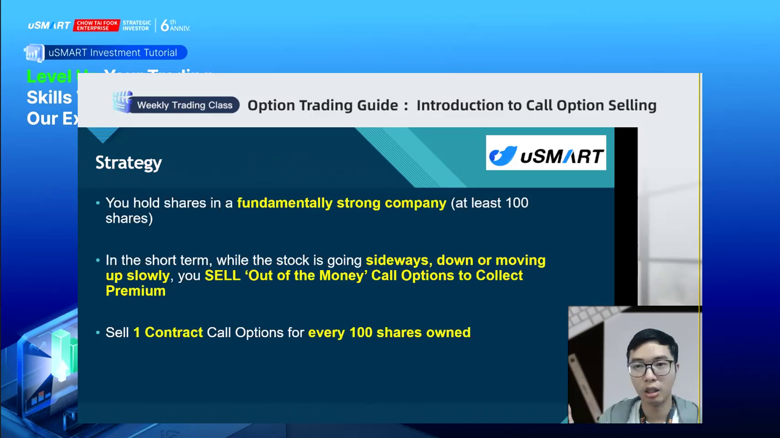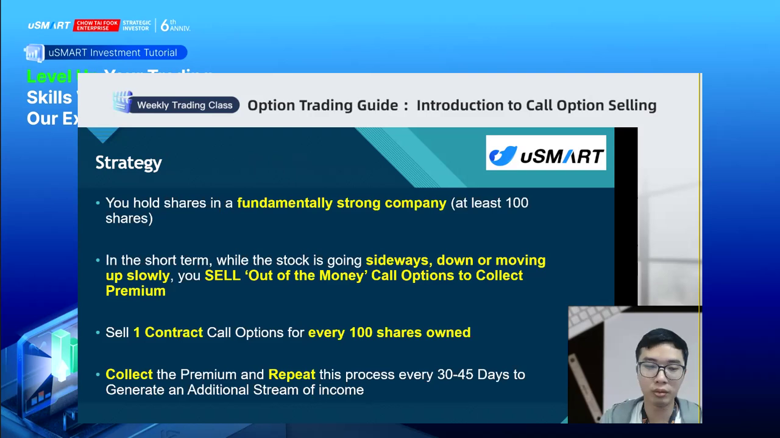So for call options, we actually need some capital, because we need to own 100 shares of stock first. Only then can we open one contract to sell a covered call. Then you keep collecting the premium and repeat the process every 30 to 45 days when the options expire or near expiry, to generate an additional stream of income.